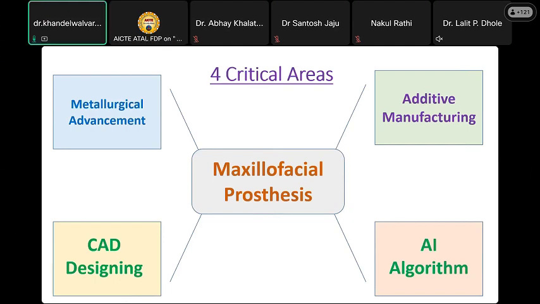So these four critical areas we are now working upon, and one by one I will briefly talk about what we are doing in these four areas.